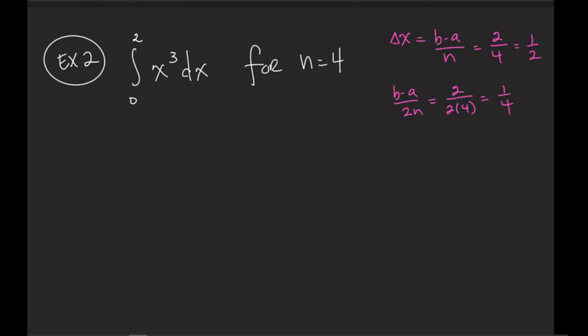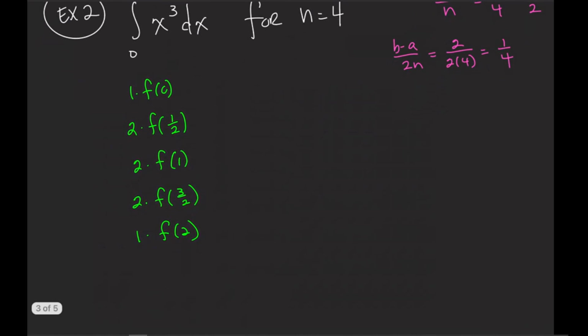All right, so I'm going to start with 1 times f of 0, 2 times f of 1/2, and then 2 times f of 1, 2 times f of 3/2, and then just 1 times f of 2. We'll add all that together and we'll multiply it by 1/4.